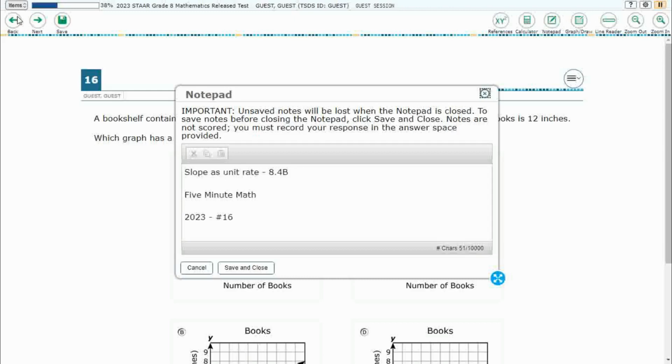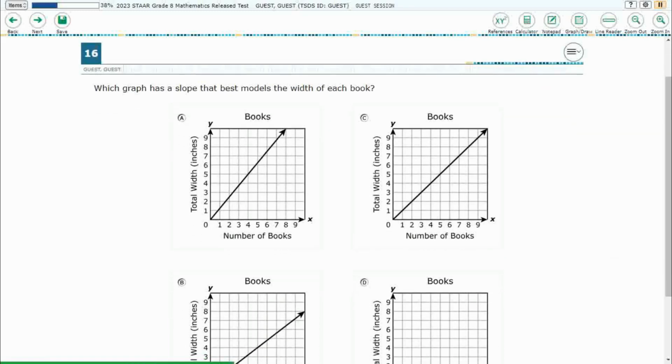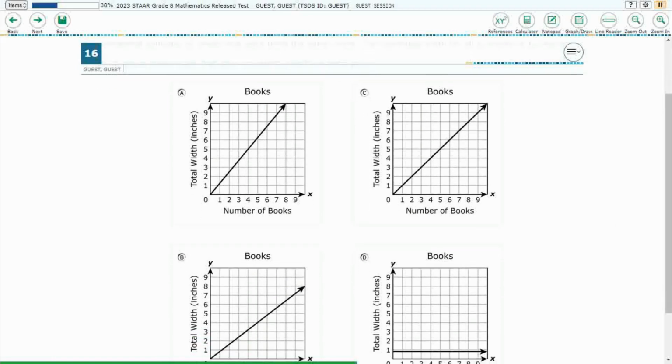Today we are looking at the 8th grade concept of slope as unit rate. This is standard 8.4b in the great state of Texas. We're using item number 16 of the 2023 released STAAR test.